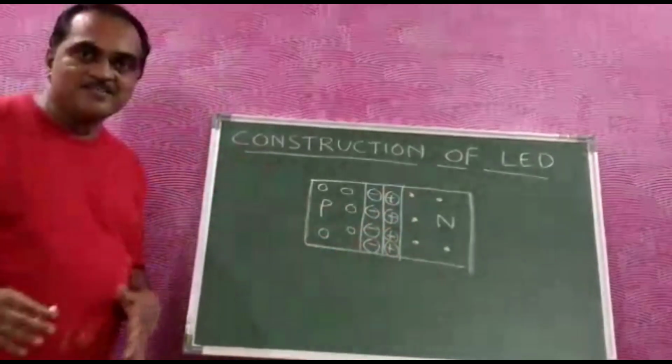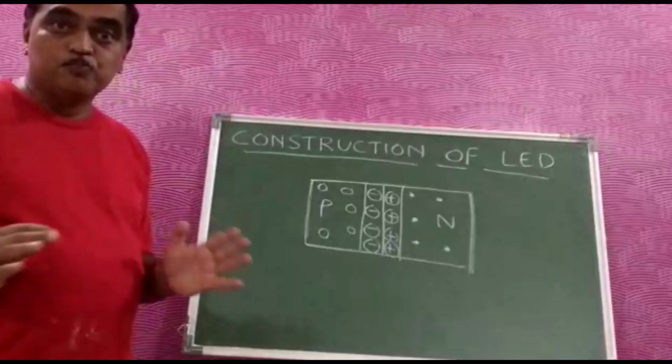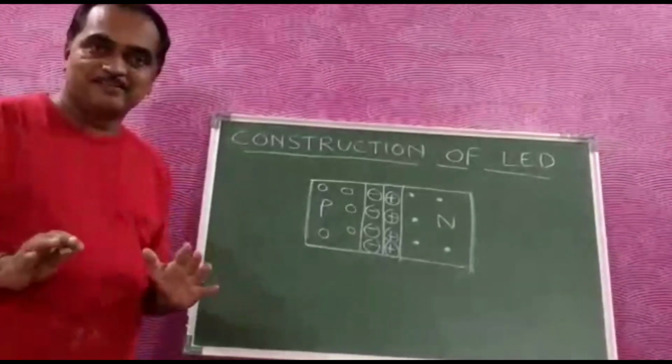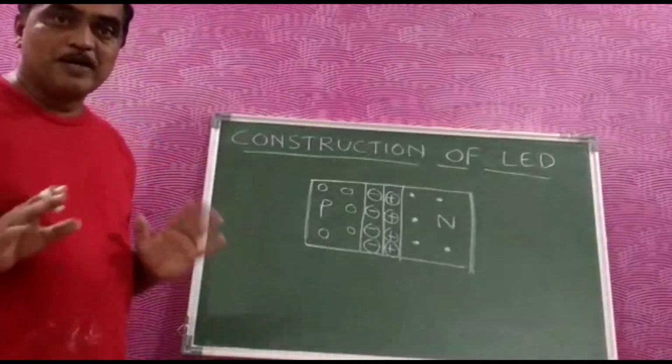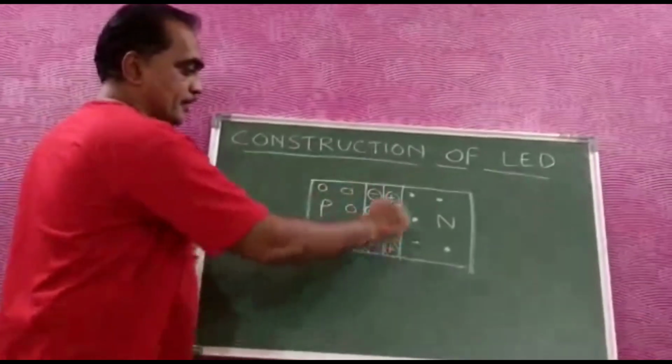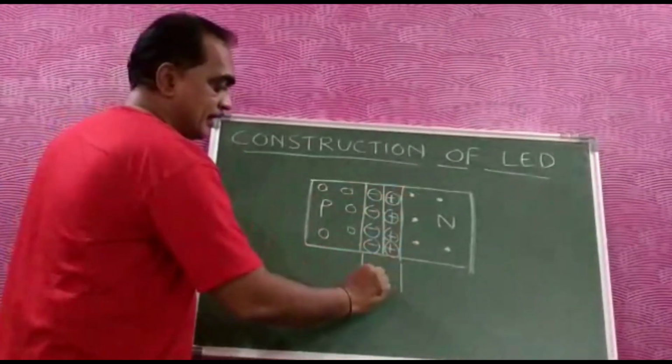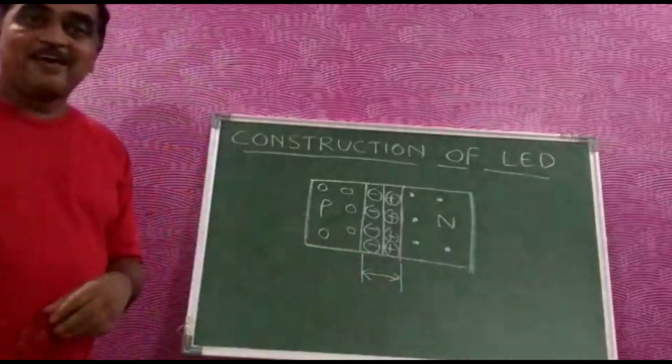Now these are ions which are immobile. They will not move. They are not your charge carriers. They are only ions which are immobile. So this develops a depletion area between the P and N junction.